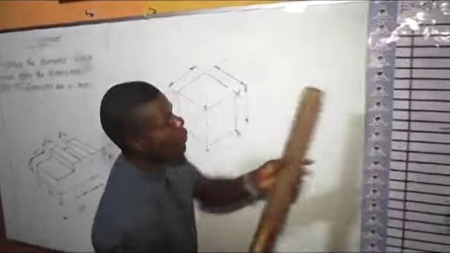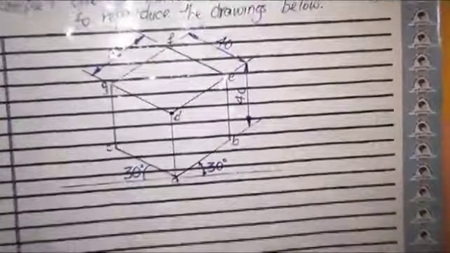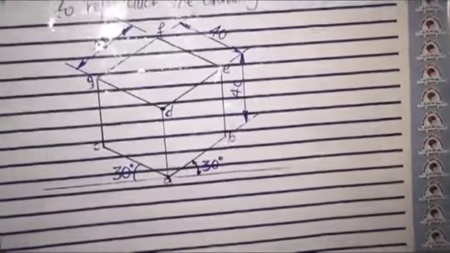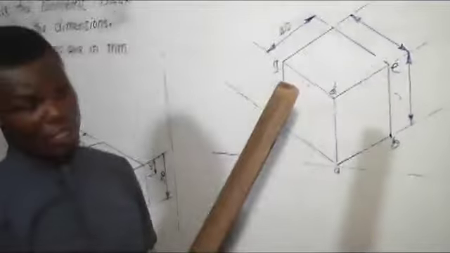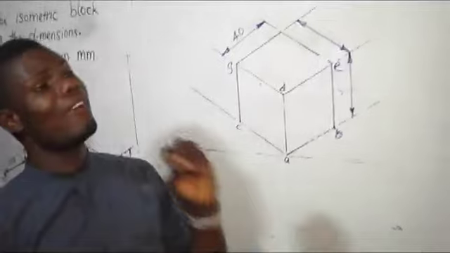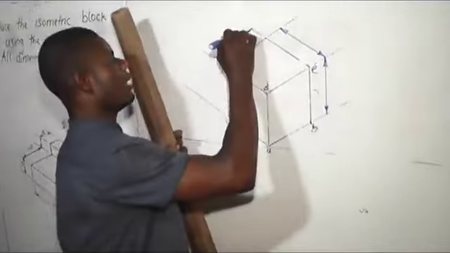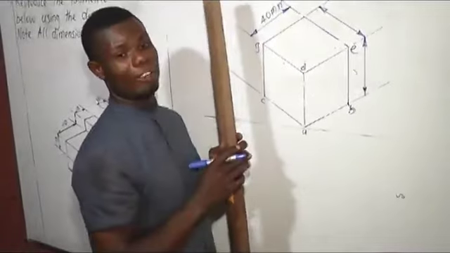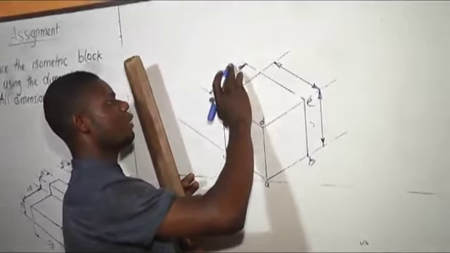The last thing we are going to do is to write the dimensions. Okay, so you see that all the dimensions are 40 millimeters. So you just write the dimensions at the center of the line. So you write 40, yeah. Now, no need of putting millimeter at the back of 40, okay? Since they said all dimensions are in millimeter, they already know that whatever you are drawing are in millimeter. So you don't need to put millimeter at the back of the 40, okay? Just write the 40 and leave the millimeter.